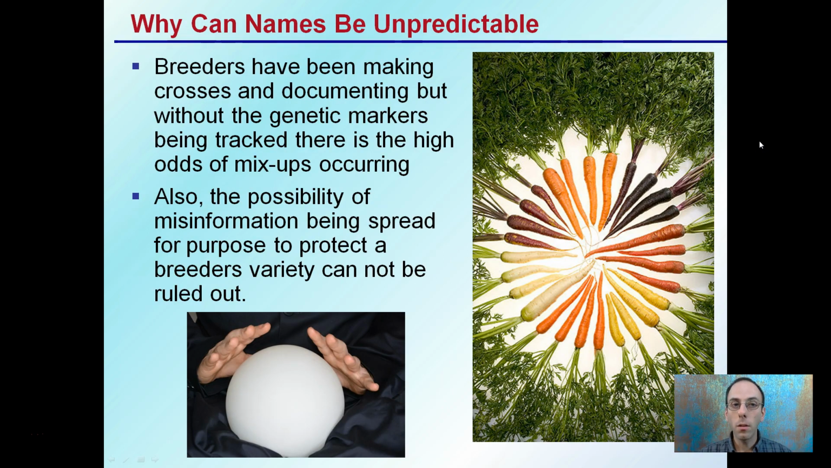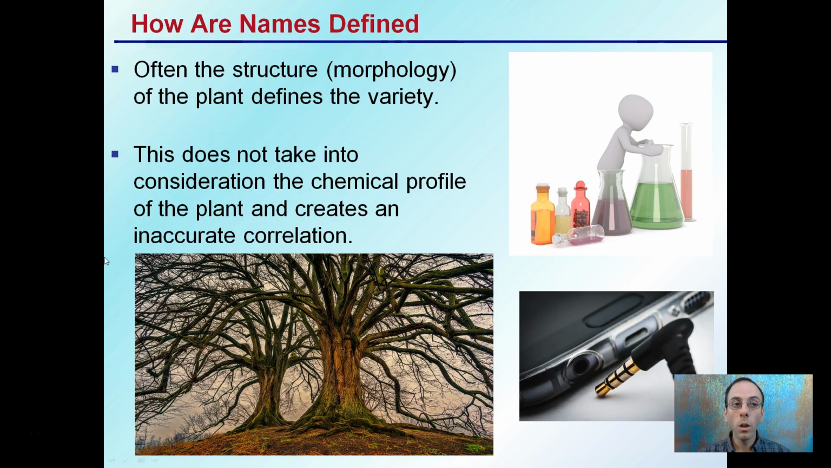So why can names be unpredictable? Well, breeders have been making crosses and documenting, so we would think they'd be accurate, but without genetic markers being tracked, there are high odds of mix-ups occurring just from grower error. Also, the possibility of misinformation being spread to protect breeders' varieties cannot be ruled out. So there are two factors at play that probably contribute to the fact that these names aren't necessarily directly matching up.